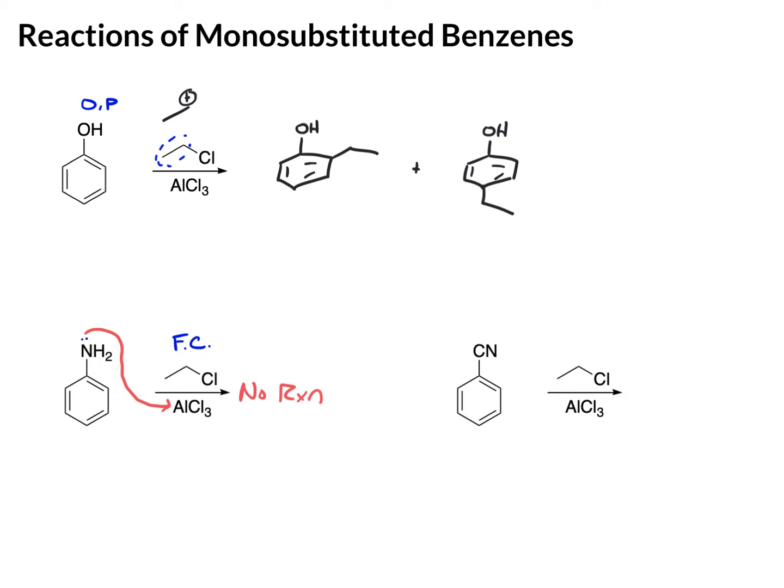And then in our third reaction, this is another Friedel-Crafts, but we have the cyano group, which is a strong electron withdrawing group. And again, remember that Friedel-Crafts reactions, they're pretty finicky. They are not compatible with strong electron withdrawing groups. So no reaction here.